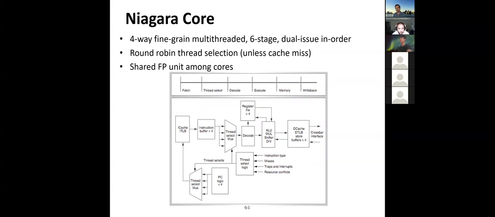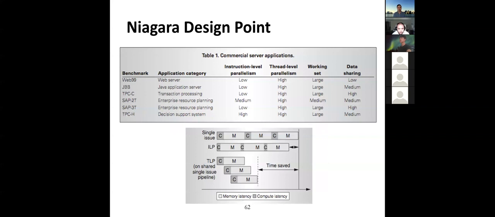Now you understand what I'm talking about. 4-way multi-threading. 4-stage is the depth of the pipeline. It's dual issue, and it's in order. Round-robin thread selection, scheduling, and shared FP units among cores. That was their design, and this is the application they looked for and tried to optimize for.